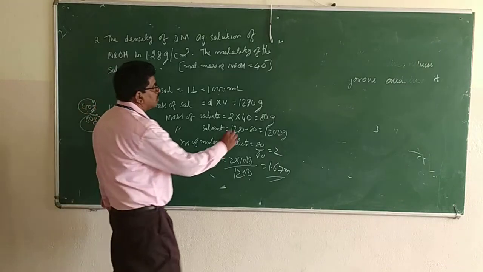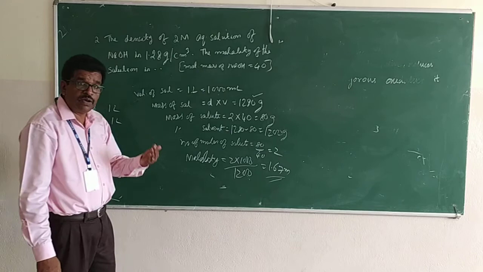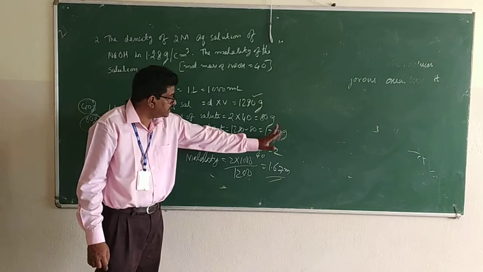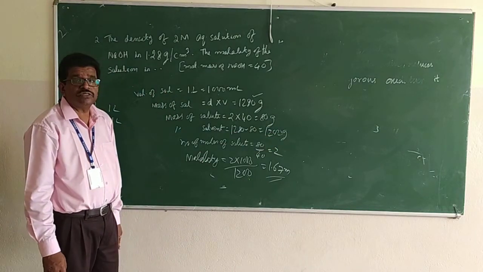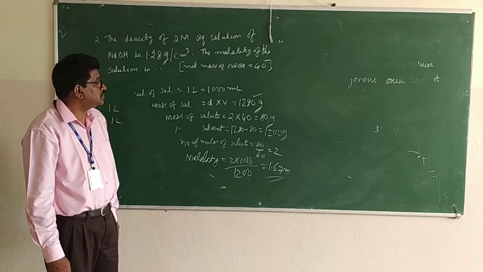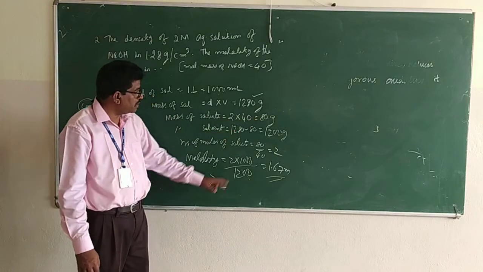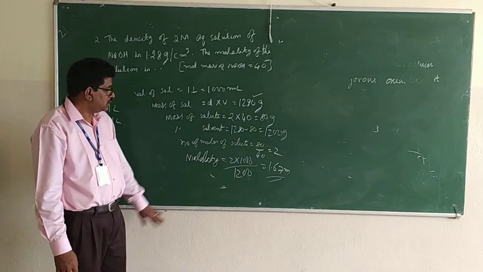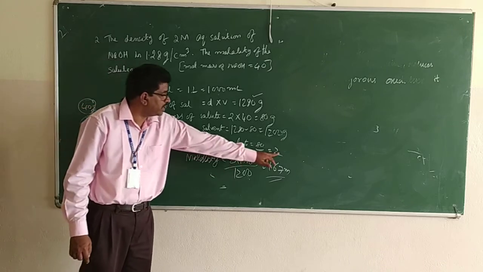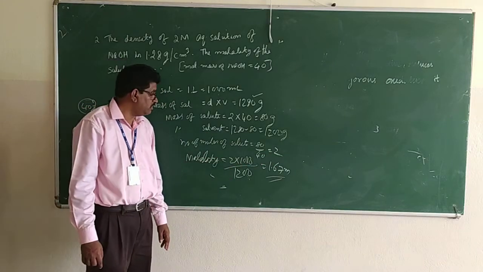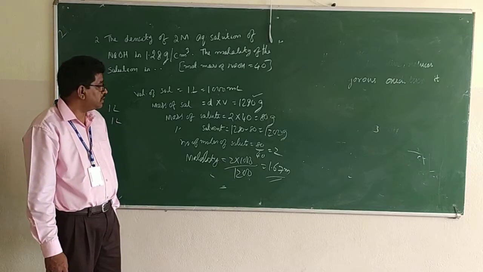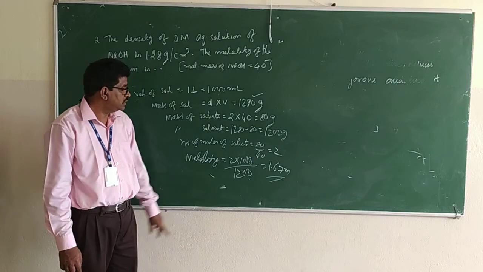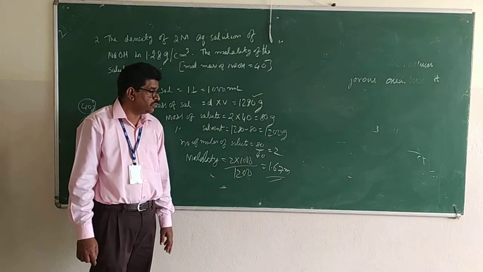So in that 1280, 80 gram is solute. We want mass of solvent. So 1280 minus 80, that's 1200. Number of moles of solute is mass by molecular mass. Mass of solute we got 80 and molecular mass of solute is 40, given in the question. So 80 by 40 is equal to 2 moles. Molality is number of moles by mass of solvent in kilogram. Mass of solvent is 1200 divided by 1000. So 2 into 1000 by 1200 is equal to 1.67.